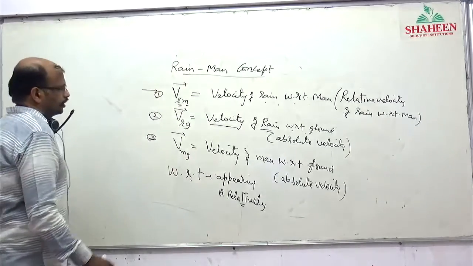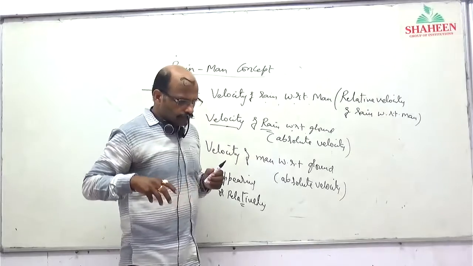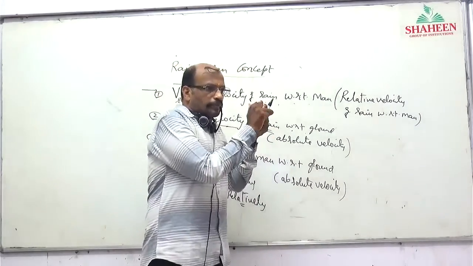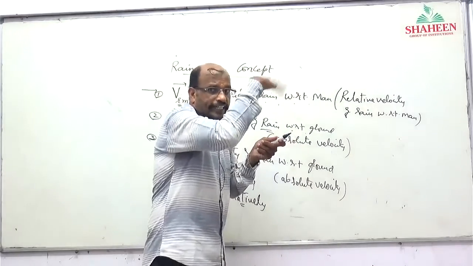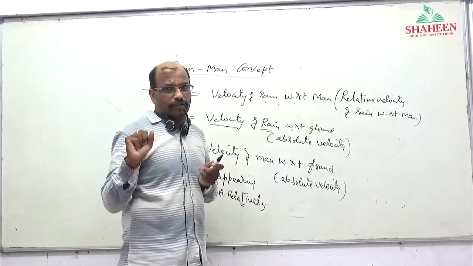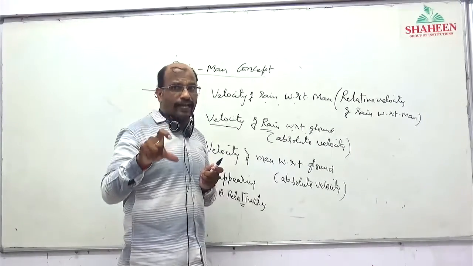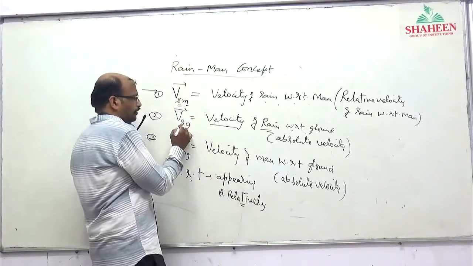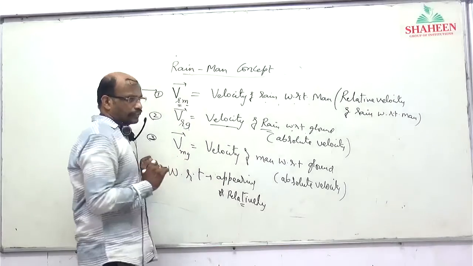First point. See, this is velocity of rain with respect to man. That is, man is running. If he is running, he will tilt his umbrella in front. Rain is appearing to be falling at some angle theta. When I draw the diagram, you can understand still better. First point, relative velocity of rain with respect to man. Second point, relative velocity of rain with respect to ground, absolute velocity. Third point, velocity of man with respect to ground.